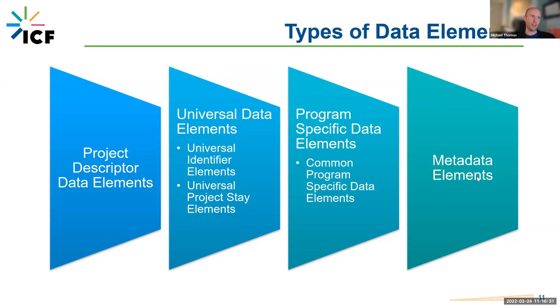There are universal data elements. So those are the ones that are collected for all projects. And we're going to talk about what they are, but it's your basic stuff. It's name, social security number, things like that. Program-specific data elements are the ones that are not collected across the board, but they are collected for specific programs. And there are some common ones that we will show you later.